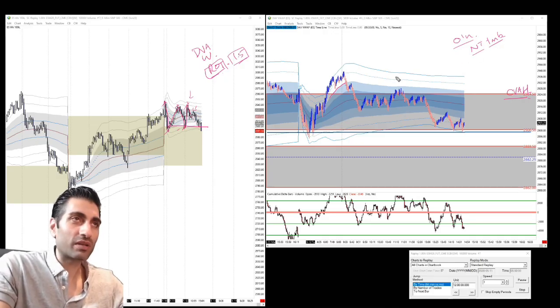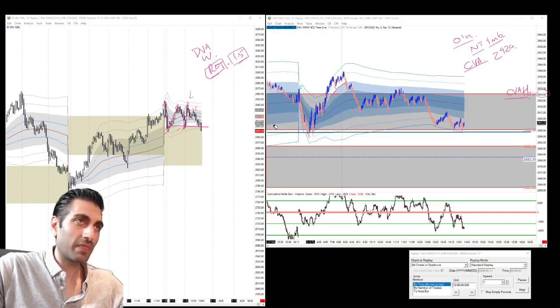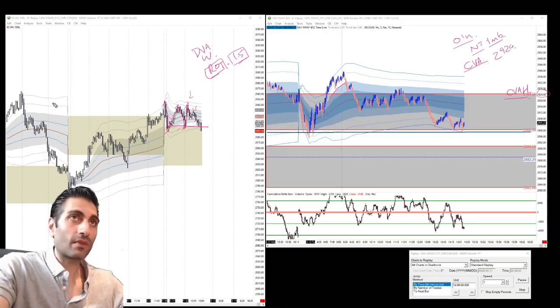Overnight, we said normal trend imbalance, CVA, 29.24 is probably going to be quite important. I apologize, I haven't drawn the pocket. It's probably somewhere in the middle there. You've got your point of control. So what would we do here?